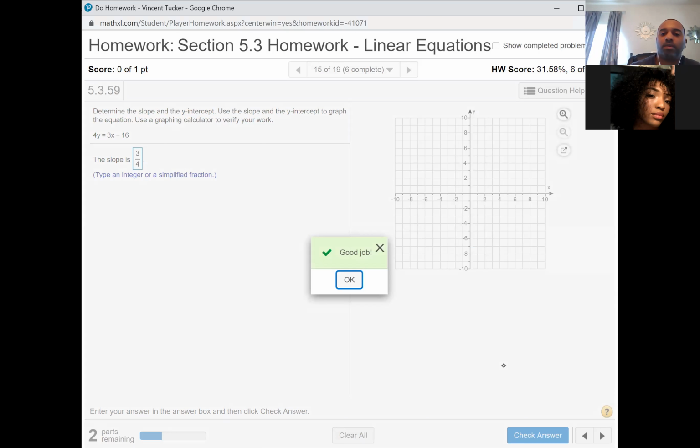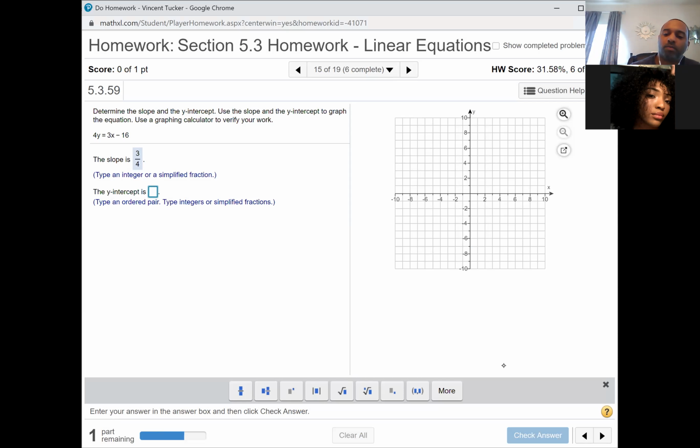Slope is 3/4. Y-intercept, and they want it as an ordered pair. So that's (0, -4).